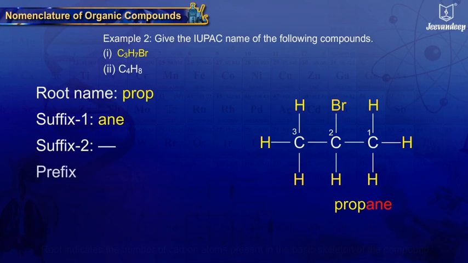4. Prefix. Hydrogen atom at the second carbon is substituted by a halogen bromine, Br. Thus, prefix bromo along with its position will be mentioned in the name, that is 2-bromopropane. Hence, the final name of the given compound is 2-bromopropane.